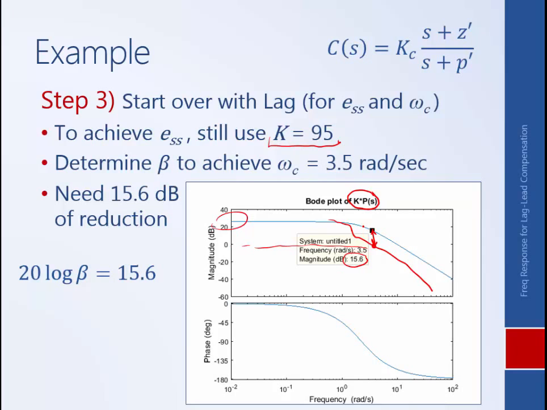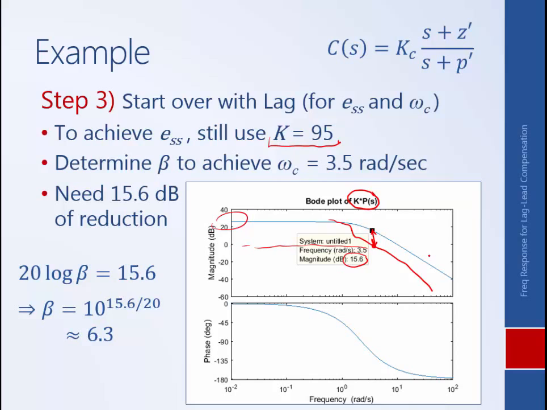Recalling, decibels is arrived at by taking our gain and taking the logarithm of it and multiplying it by 20. So if we want to solve for our beta, we simply take our 15.6 dBs, divide by 20, and then raise 10 to the power of both sides, because this is a base 10 logarithm. So if we do that, we arrive at a beta of 6.3. So that ratio of pole and zero determines the gain reduction that will allow us to achieve the desired crossover frequency.